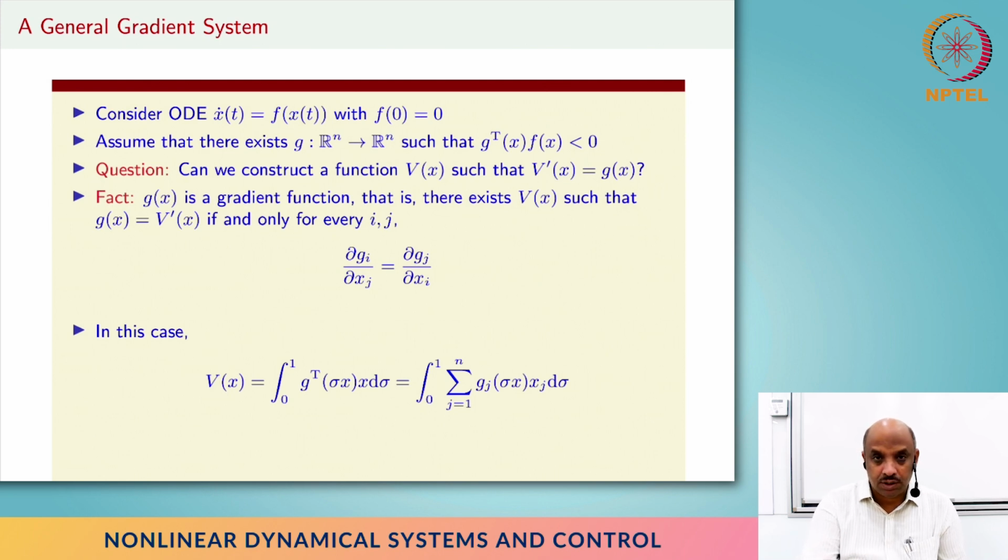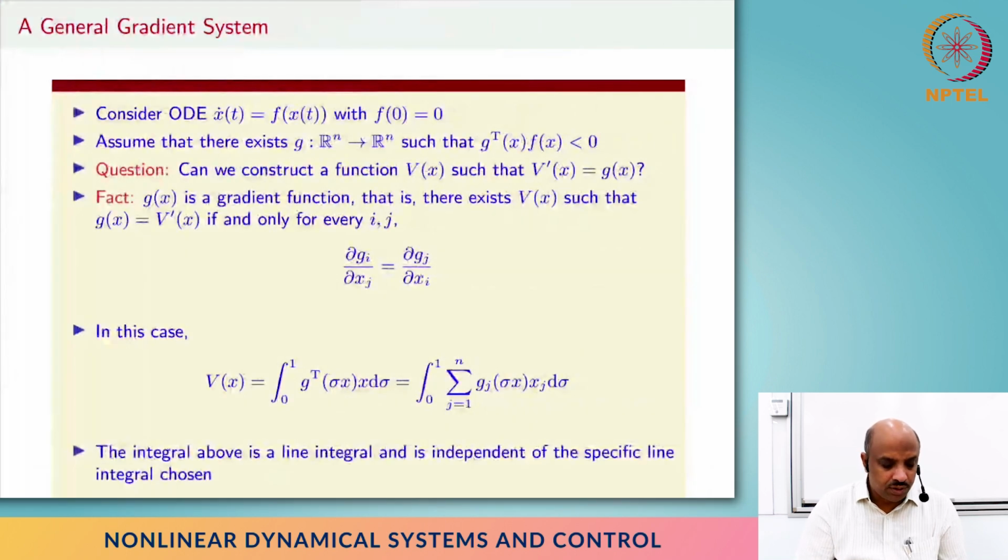So we satisfy this necessary and sufficient condition for a function to be a gradient. Once we get that, we simply integrate this. This is a scalar integral, so to speak. G transpose is a vector function multiplied by x, and the product will give you a scalar function of x, but the variable that we are integrating is sigma, and sigma can be integrated out. When we do that, we'll get our v of x. Now, none of these things guarantee that v of x is going to be a Lyapunov function candidate, in the sense that the first condition, g transpose f less than 0, gives you the second one, v dot is less than 0.